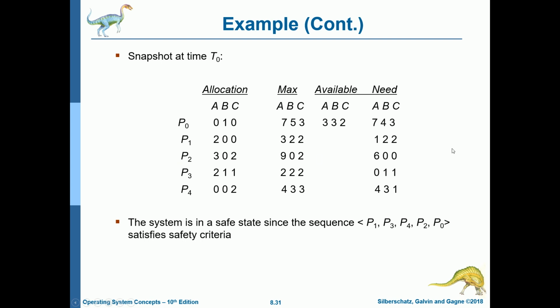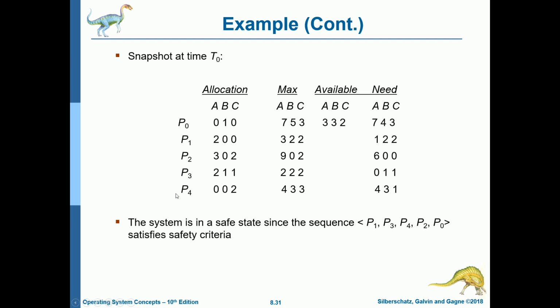Going to the next process, this needs 6, 0, and 0. But as we currently have 5, 3, and 2, this cannot be granted. We need to move on. Process P3 only needs 0, 1, and 1, which is absolutely fine. What we're going to do is grant these resources that are needed. And once we've granted these resources, we assume that process P3, much like P1, completes. As this process has been completed, it deallocates the resources that it had. So now it adds 2 back to here, which is now 7, 4, and 3.